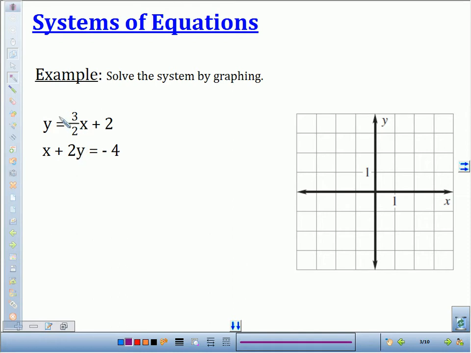So, let's start. The first equation here, I have y equals 3/2 x plus 2. Fortunately for us, this has already been solved for y, and it tells us if y equals mx plus b, then m is 3/2 and b is 2. So let's go ahead and graph this line. That means we start at b, the point where it crosses the y-axis, and put a point. Our slope, m, is 3/2, so I will rise 3 and run 2.